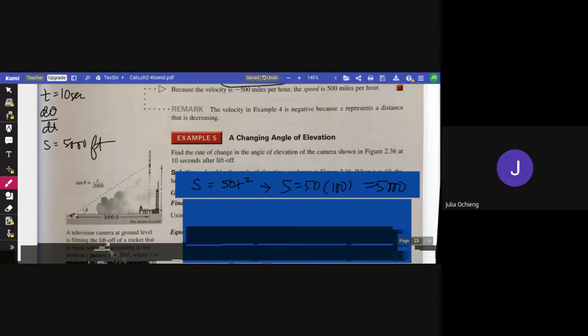Now notice I did not take the derivative of this on both sides, and the reason for that is because the theta was not in here, and they're asking for the change in the rate of the angle. So this is not the equation that they're looking for. They're looking for a different one.